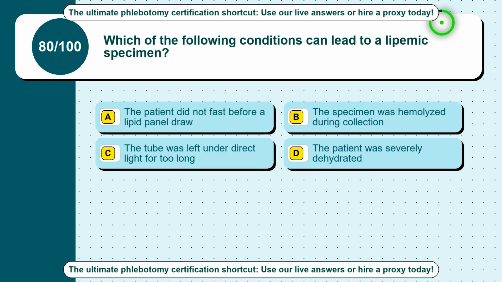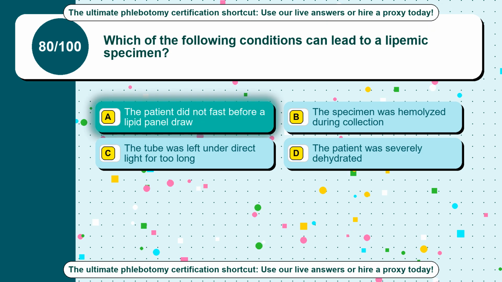Question 80. Which of the following conditions can lead to a lipemic specimen? Option A, the patient did not fast before a lipid panel draw. Option B, the specimen was hemolyzed during collection. Option C, the tube was left under direct light for too long. Option D, the patient was severely dehydrated. The correct answer is option A. The patient did not fast before a lipid panel draw.